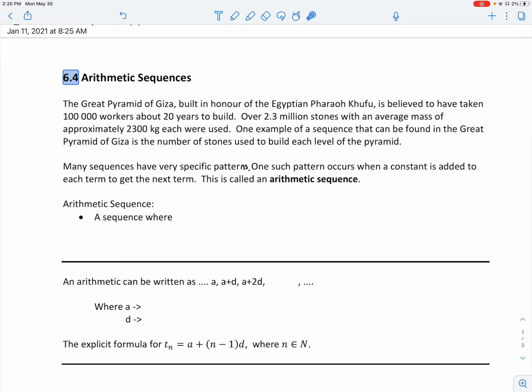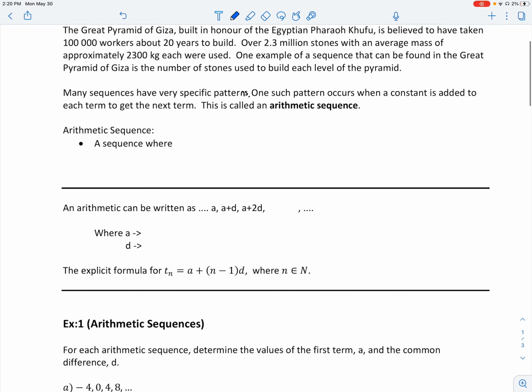Many sequences have very specific patterns. One such pattern occurs when a constant is added to each term to get the next. This is called an arithmetic sequence. So an arithmetic sequence is a sequence where the difference between consecutive terms is a constant.